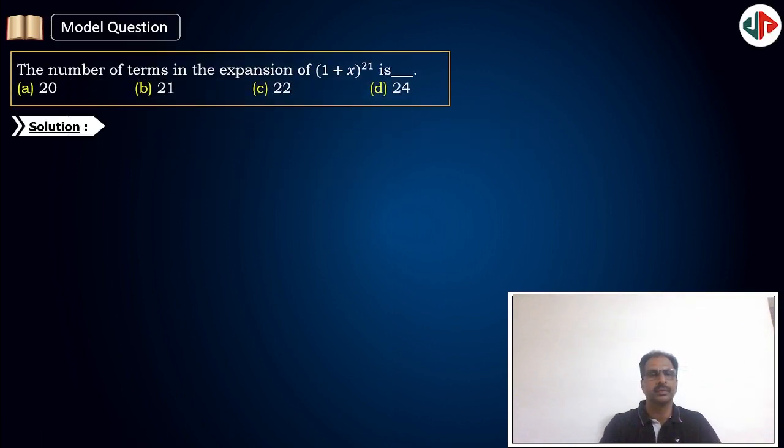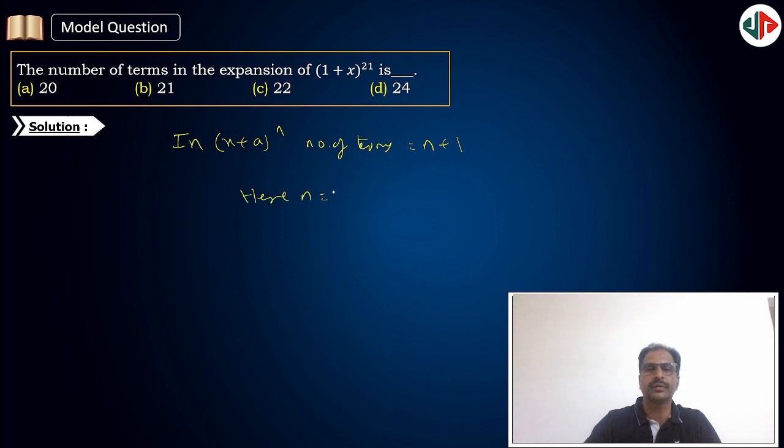Now let us discuss model questions on binomial theorem. The first question is the number of terms in the expansion of (1 + x)^21. In (x + a)^n, the number of terms will be n + 1. So here n = 21, which implies the number of terms is 22. Option C.